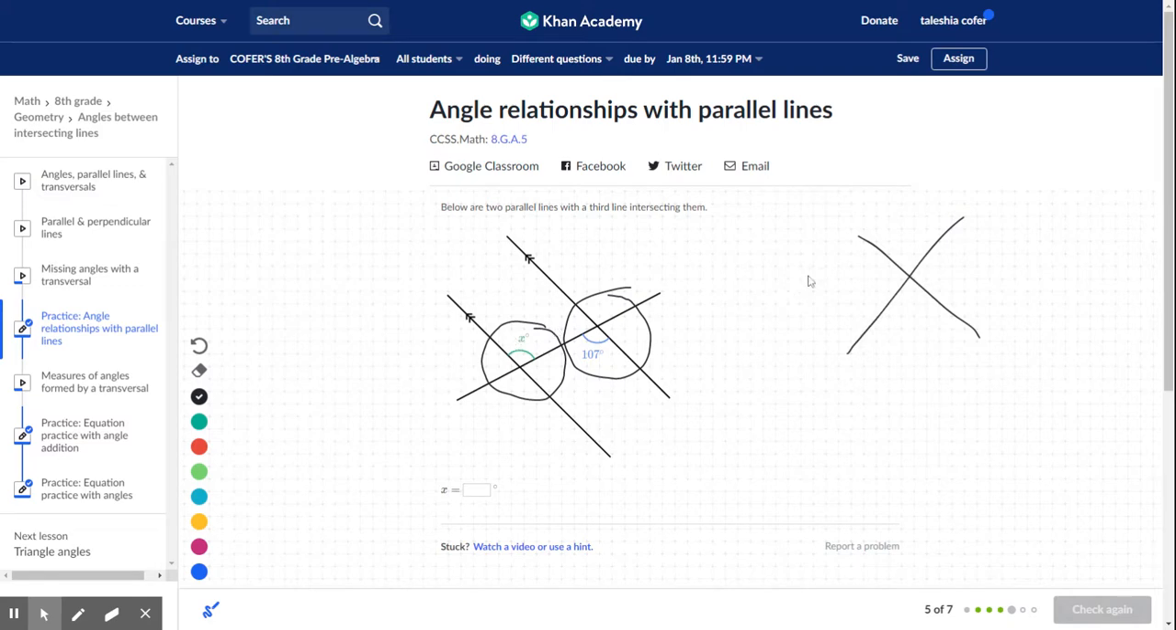Okay, I have an X at the top, I have nothing to the sides, and I have a 107 at the bottom.